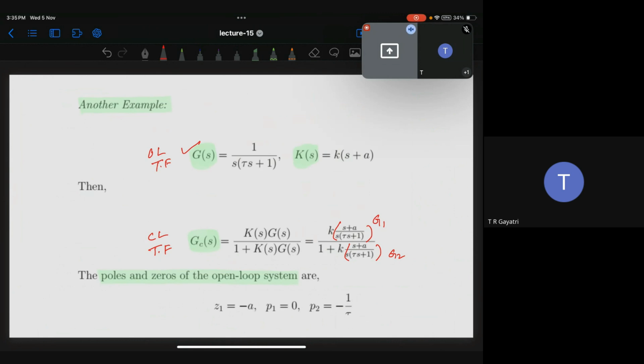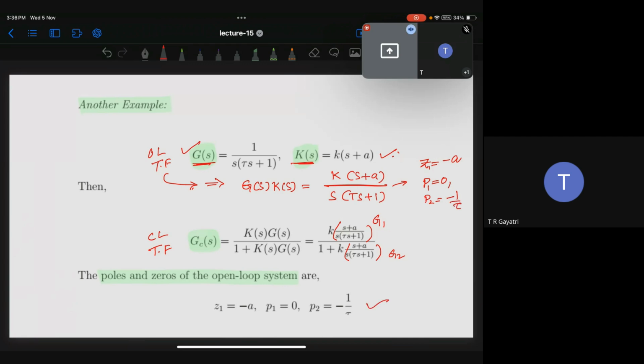Now for this open loop transfer function, we have a zero here. The open loop transfer function is like this: G of S, K of S. Clear? So that is K multiplied by S plus A, over S times tau S plus 1. Is this clear? Yes, sir. This is the open loop transfer function, not just G of S. It has to be the multiplication of both. Now in this, the zero is minus A. The poles are 0 and minus 1 by tau. Is this clear? Yes, sir.